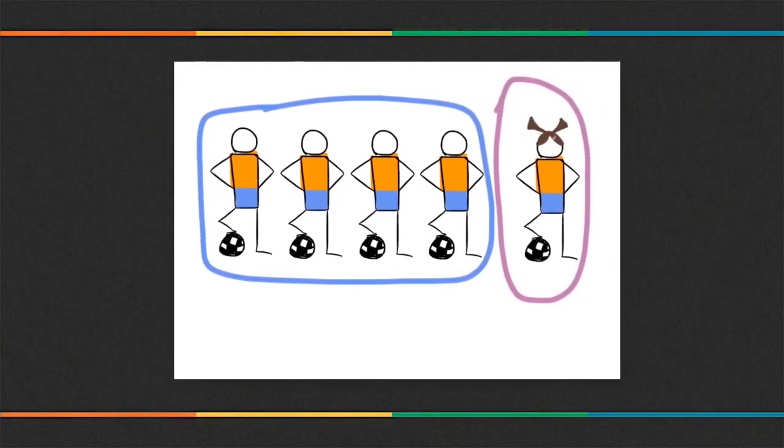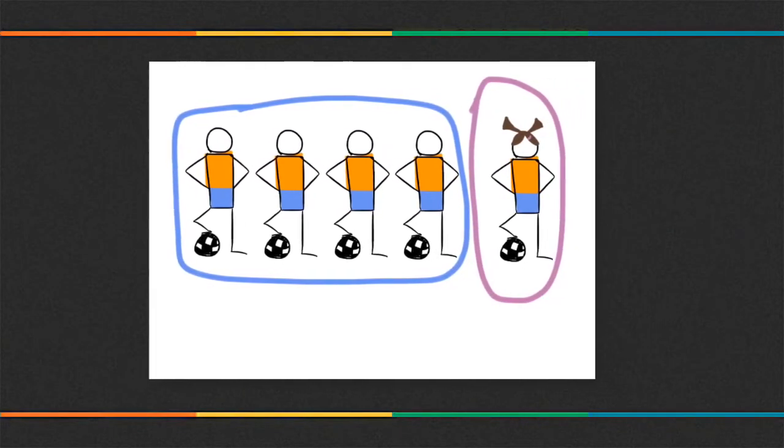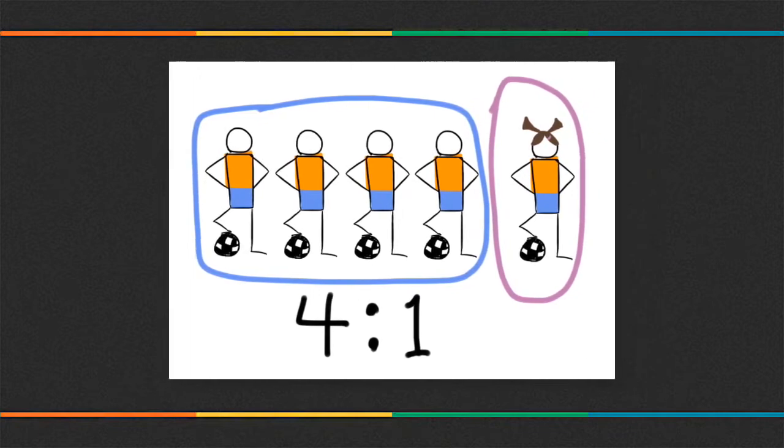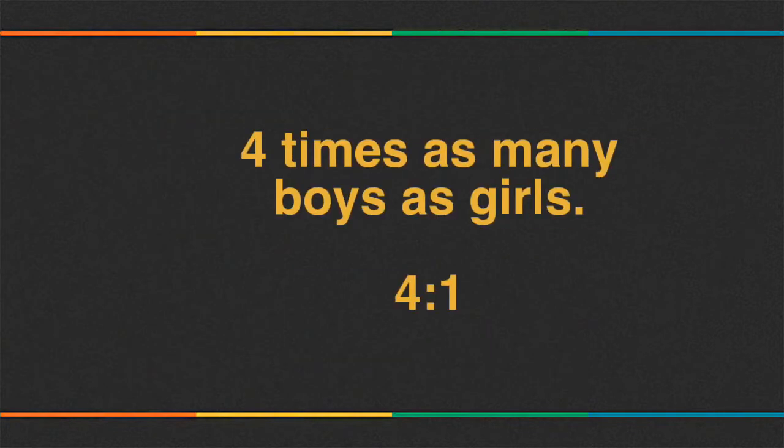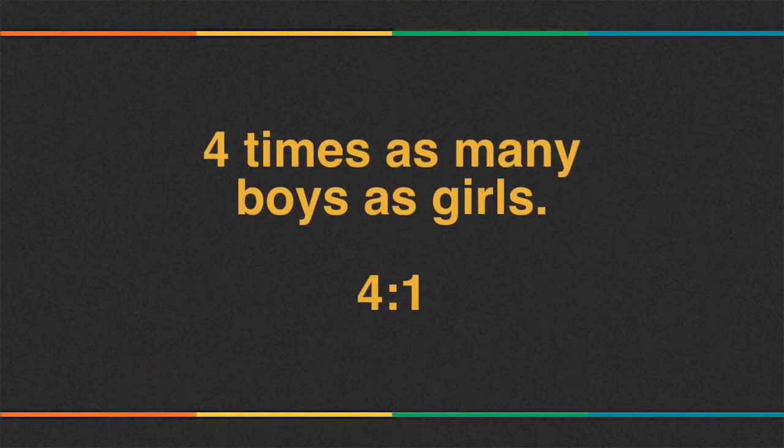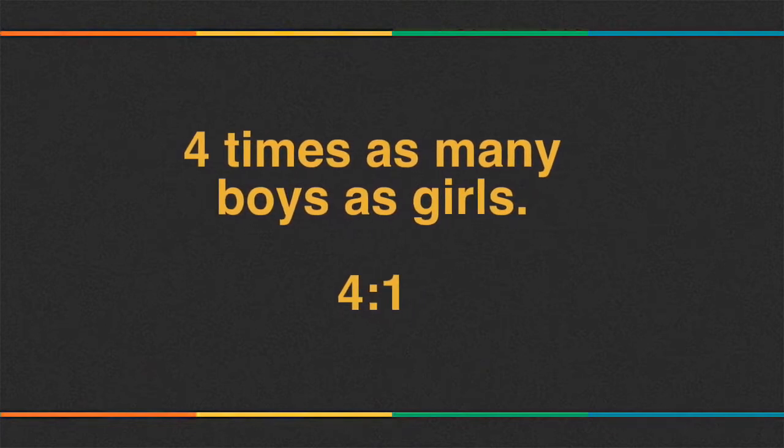Here's what the ratio looks like on the team, 4 boys to every 1 girl. And here's what it looks like written down, 4:1. And here it is written in words, 4 times as many boys as girls, 4 boys to every 1 girl.